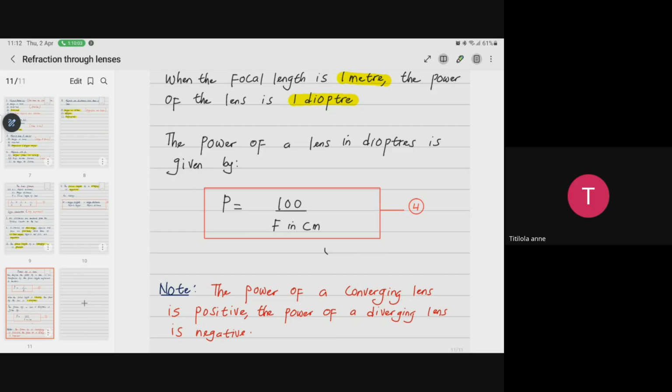Okay. Quickly, let's solve questions on this so that I know I'm done with anything that has to do with your convex and concave mirrors.